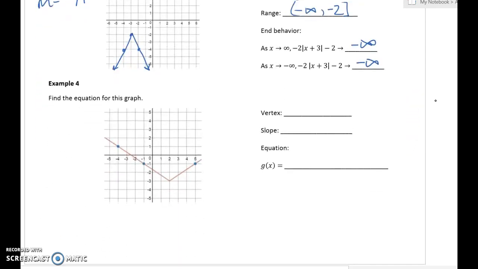For our final example, we'll write an equation for the graph. So first we find our vertex, which is 2, negative 3. We look for our slope. So to get from the vertex to another point, we'll go up 2 over 3, so 2/3. So this is another instance. If you're thinking, is it 2/3, is it negative 2/3? Since it's going upwards, it's going to positive infinity on both sides, we know we have to have a positive slope. So now our equation, g of x equals 2/3 times the absolute value of x minus 2, minus 3.